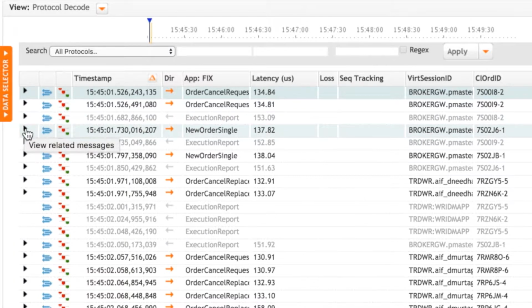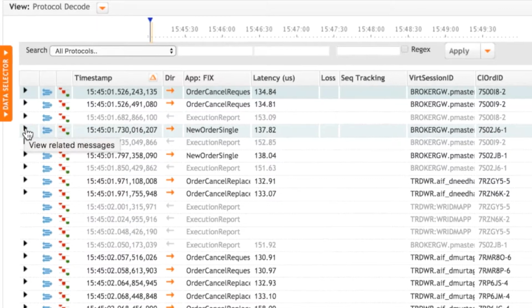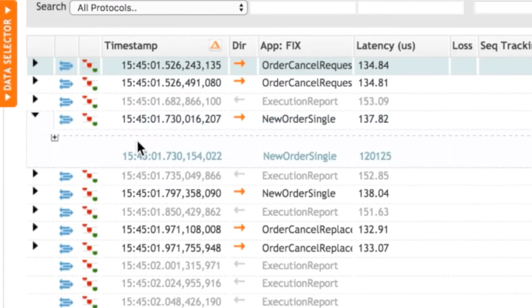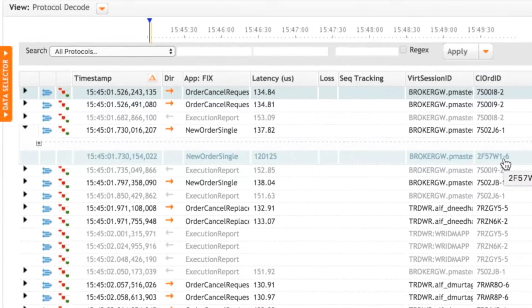And just by clicking on the little black triangle here, I can look at related messages. So here we can see the new order single that was sent to the market on the venue side, and if we just go across here, we can see that indeed the client order ID is completely different. So the question is, how do we correlate it?